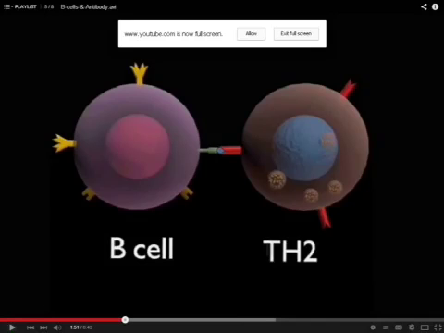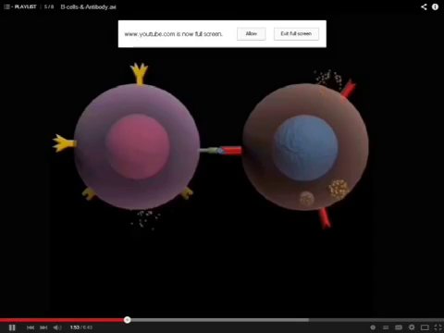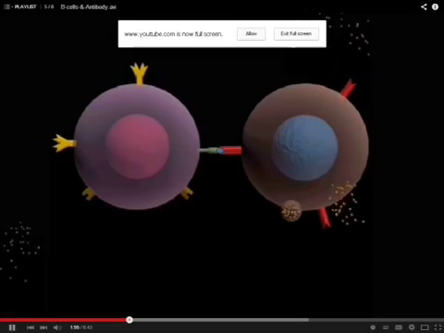Okay. So now that class 2 MHC has something different on it, doesn't it? Otherwise, it would be ignored by the T cell. You get it? All right. So when this binding happens, that stimulates other chemicals to come out of the T helper, right? And this is where you get the full response from. See these chemicals coming out? Cytokines.